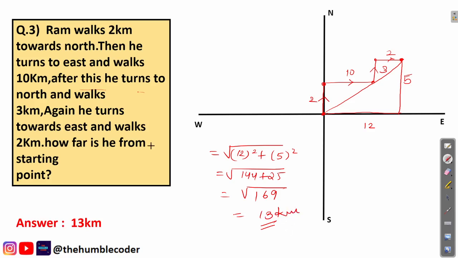So always make sure to keep the unit, but usually you will be given options in these kinds of questions, so you don't have to worry about the units and all things. So the correct answer for this question is 13 kilometers.